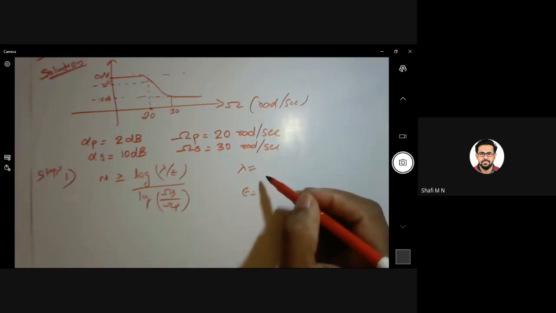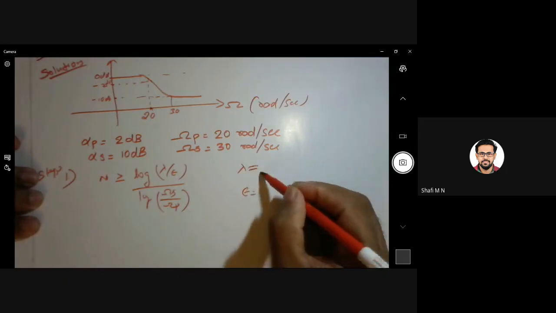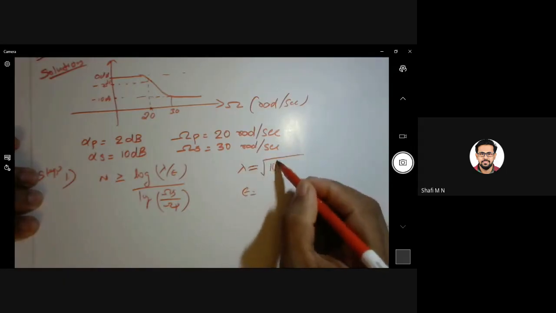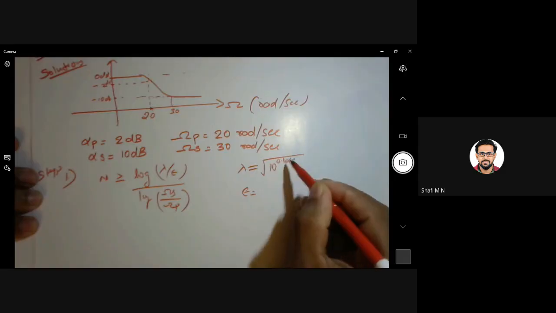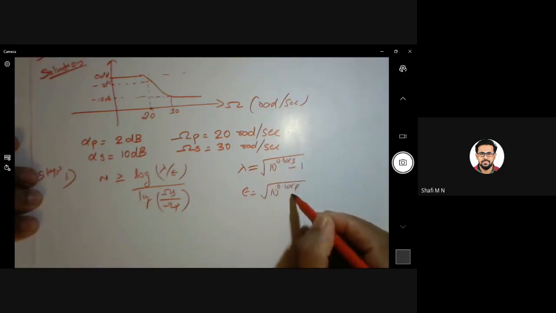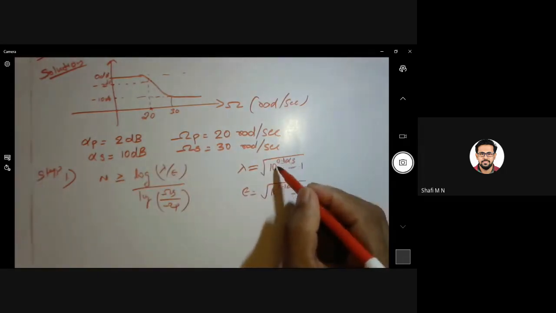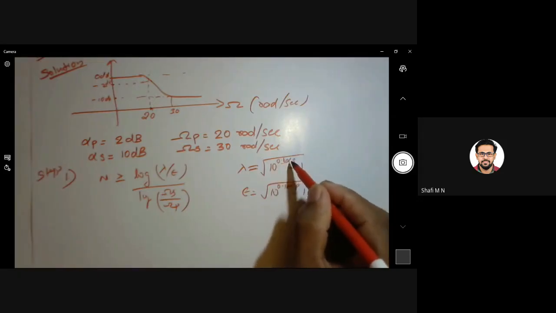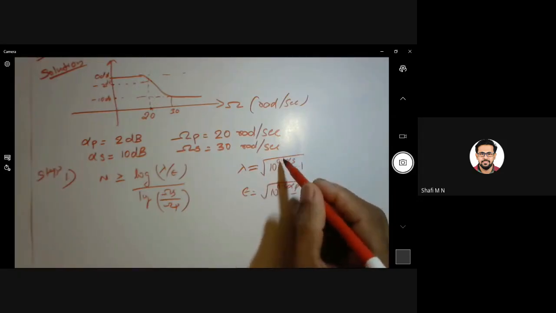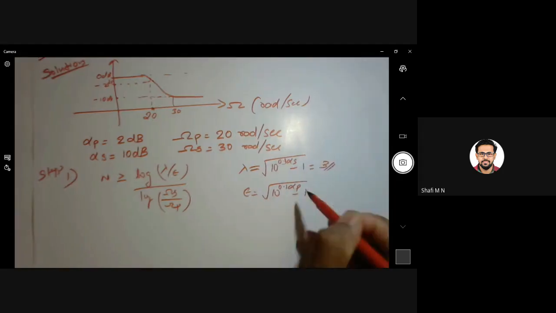For lambda, we have the equation. Lambda is a specification corresponding to your stopband frequency. So root of 10 raised to 0.1 alpha S minus 1, divided by 10 raised to 0.1 alpha P minus 1. Your alpha S is 10 dB. You can substitute this as 10. So this is root of 0.1 into 10, which is 1. 10 raised to 1 is 10. So 10 minus 1, that is 9. Root 9 is 3. So lambda will be 3.